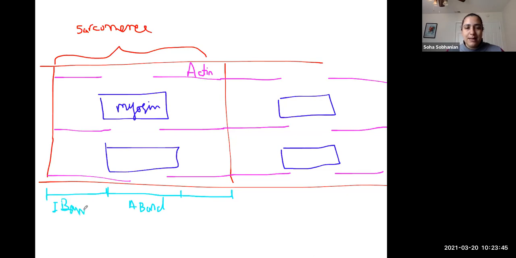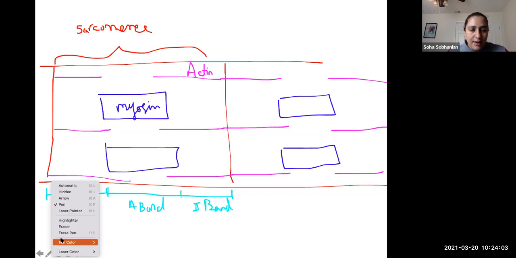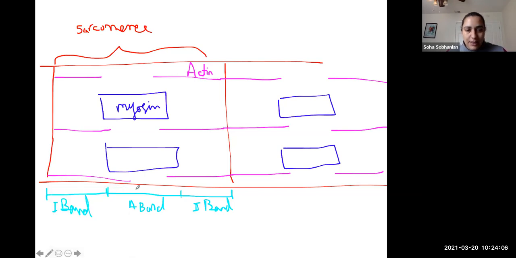So I band and A band, okay? This is I band, this is also I band. So we have I band on either side, which is only actin, and A band, which is the length of my myosin. And then I have another component, which I'm going to draw in green, which is this midsection, where it's only myosin. It's kind of stuck right in the middle of the A band.